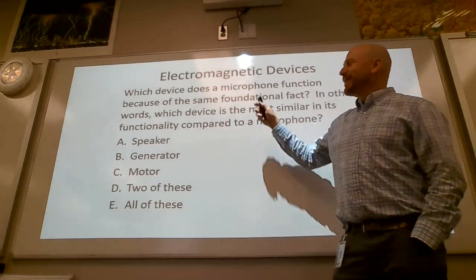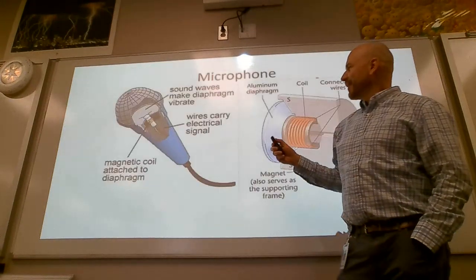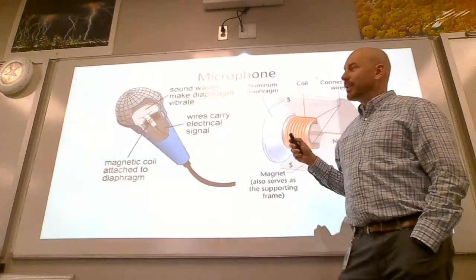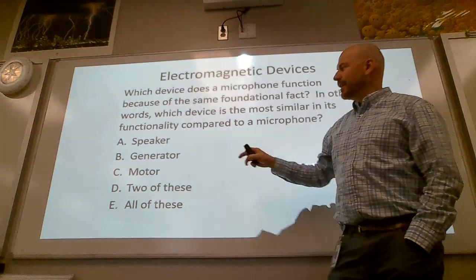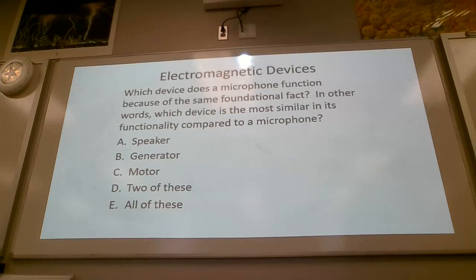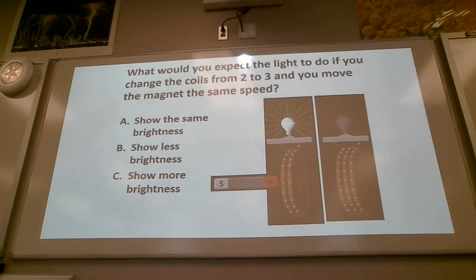Okay. A microphone vibrates back and forth because you're making it vibrate, creating an alternating current signal. That is the same functionality as a generator. Generators spin, they do, but the concept is the wire is experiencing a changing magnetic field, inducing a current. The wire experienced a change in magnetic field and created an alternating current signal.